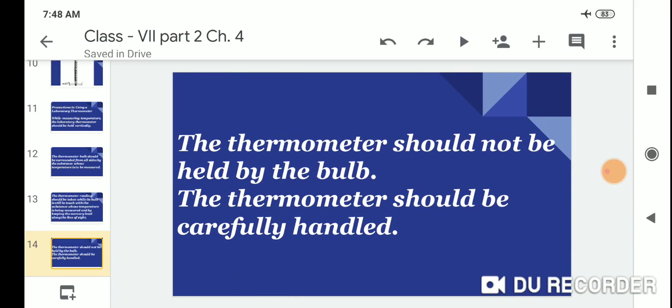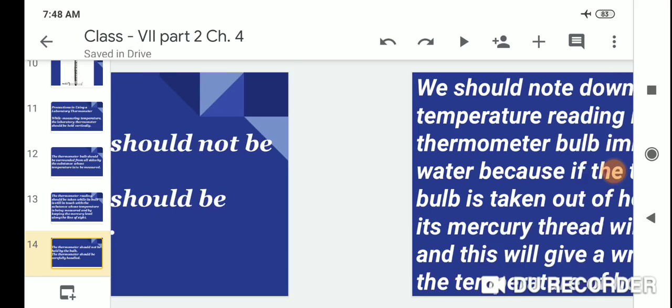The thermometer should not be held by the bulb. The thermometer should be carefully handled.